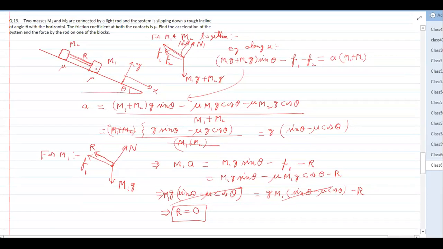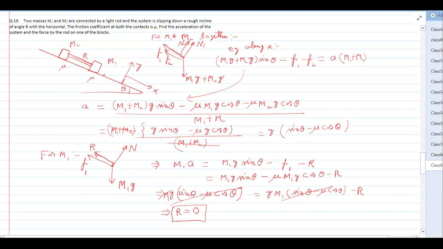Suppose the lower object had a smoother surface, that is, the mu for the lower surface was less compared to the upper object. Then the lower object will tend to slide faster, and in that case the reaction force will pull the two objects. And it's just the opposite to that: if the coefficient of friction on the lower object is larger, then it will tend to slide slower and the upper object will tend to slide faster. In that case, there will be compression developed in the rod.